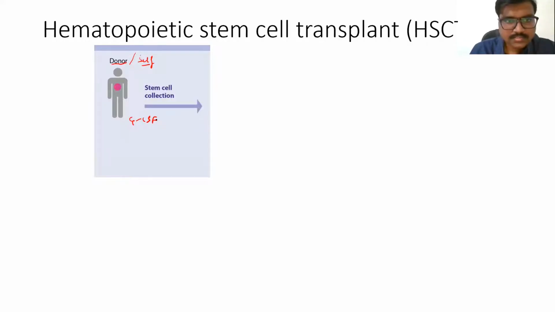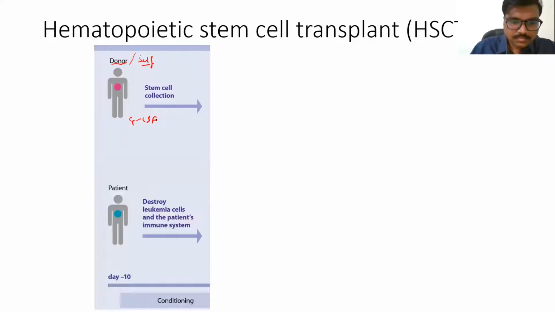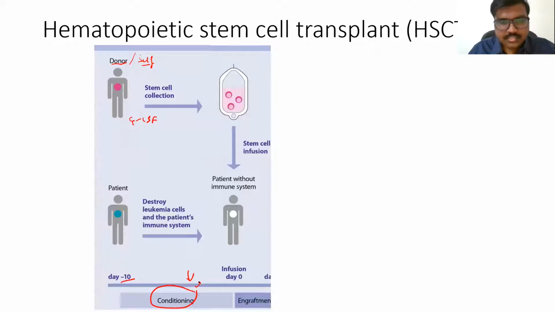Before the recipient receives the stem cells, the patient is given intensive chemotherapy, which is called conditioning. This is minus 10 of transplant. In this period, the patient is given intense chemotherapy, which destroys all the tumor cells, and the patient gets myeloablated. Why is this conditioning chemotherapy given? First, to reduce the tumor burden. This is the therapy which takes care of the underlying disease process, and subsequently the stem cell transplant repopulates the marrow and helps in immune reconstitution.